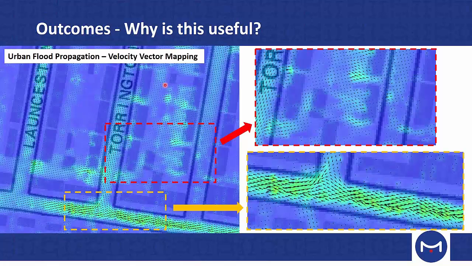So a couple of other examples of why this is useful. You can see there's quite a good level of detail here that the model gives us. This is a velocity vector map, so it basically shows a little arrow indicating which direction the flow is going, and the length of the arrow shows how fast it's going. So you can see here it provides quite a good representation of the urban environment. You can see the water flowing down the road, and then in between the buildings, and then spreading out again on the lower side of the building.